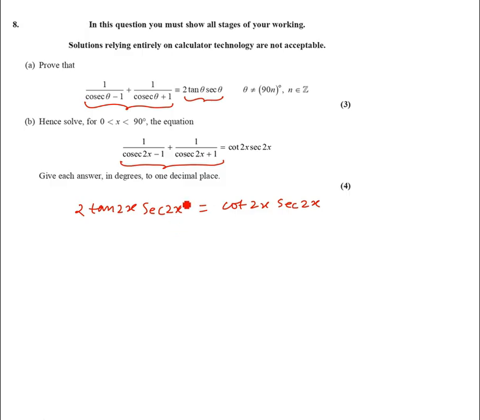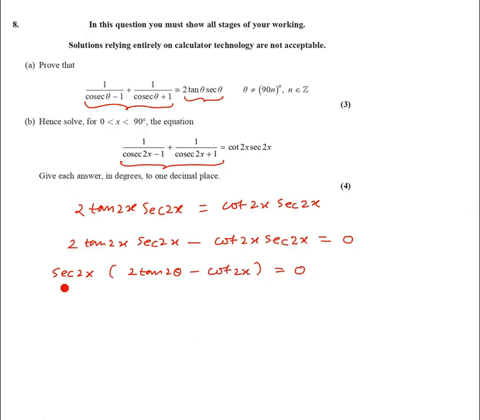Rather than cancelling sec 2x, we bring everything to one side and factorize. So 2 tan 2x sec 2x minus cot 2x sec 2x equals 0. Now we factorize: sec 2x times (2 tan 2x minus cot 2x) equals 0. Now either this is 0 or this is 0.